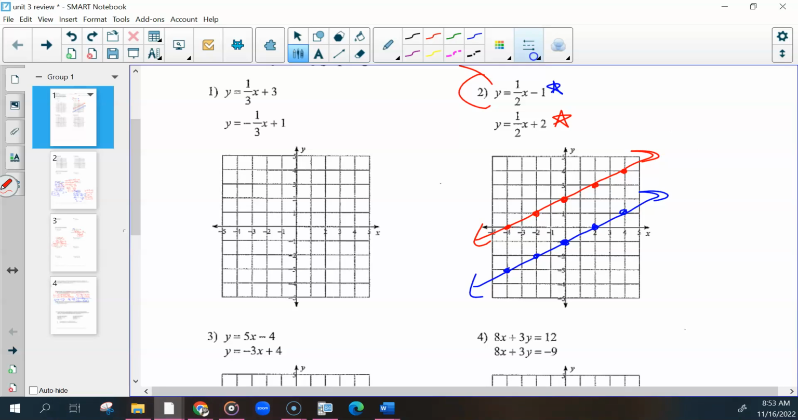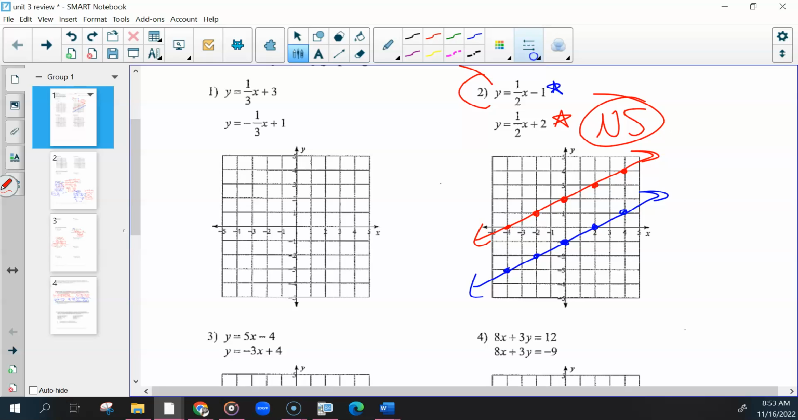Do these lines intersect? No. So what type of solution do you have? No solution. If they intersect, that would be 1, and you would write that ordered pair. If they fall on top of each other, that's infinitely many. Before you graph it.